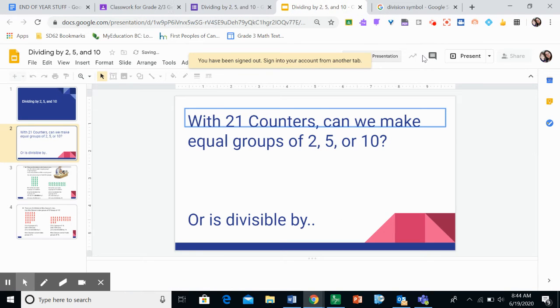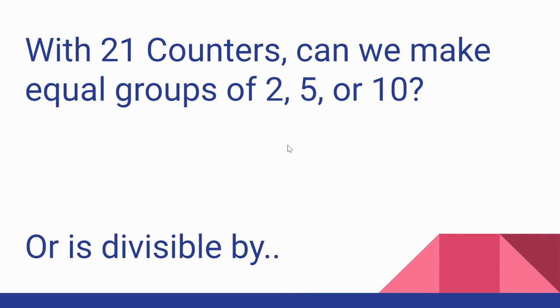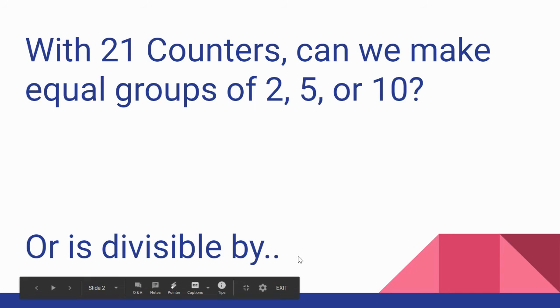Okay. So back to the PowerPoint. With 21 counters, can we make equal groups of 2, 5, or 10? No, they are not divisible. It is divisible, though, by 3 and 7 we talked about.